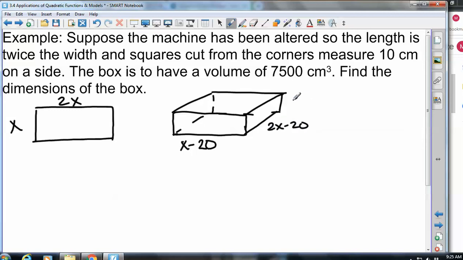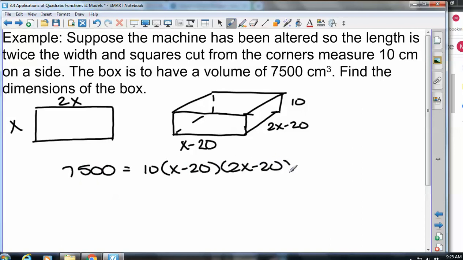This one would be? And how tall did you say it was? 10. Wait, how'd you get to it? Oh. Because it was twice the width. Alright, so the volume is 7,500. So to get volume, you multiply all of these. Okay, I'm going to divide by 10.